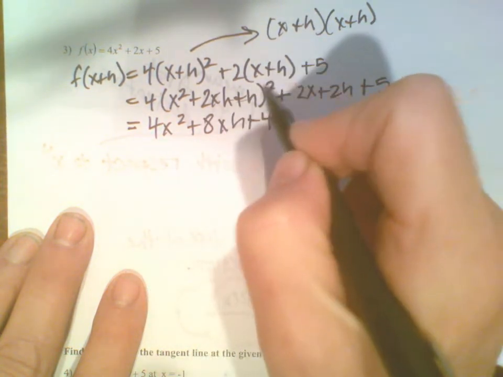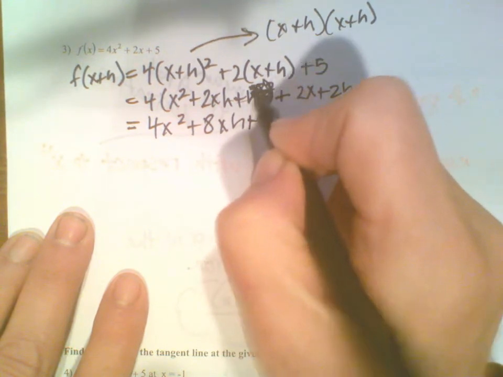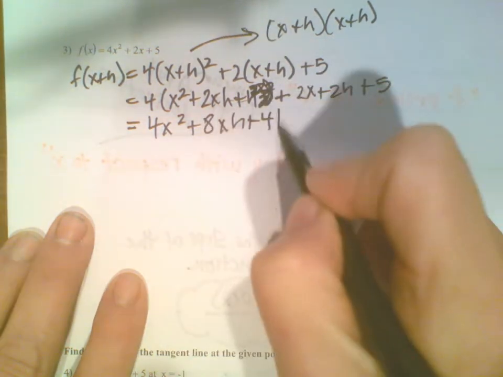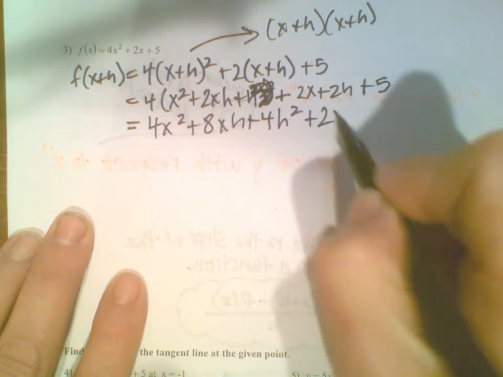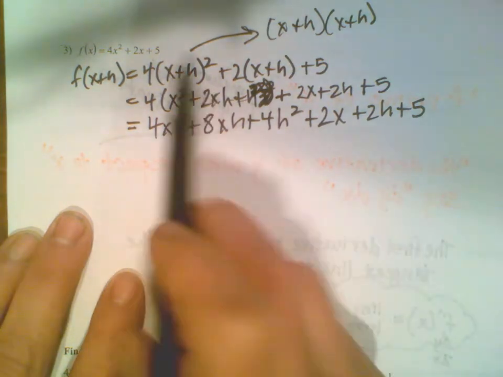Oops, I put my parenthesis in the wrong spot there. That was weird, I don't know why I did that. But 4h squared plus 2x plus 2h plus 5. That's a big, long function.